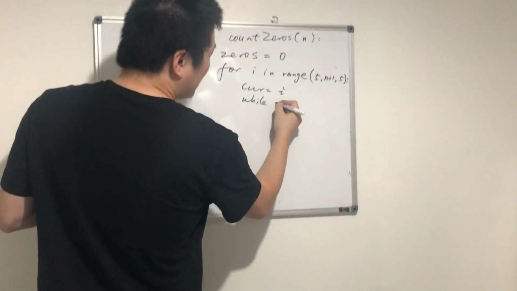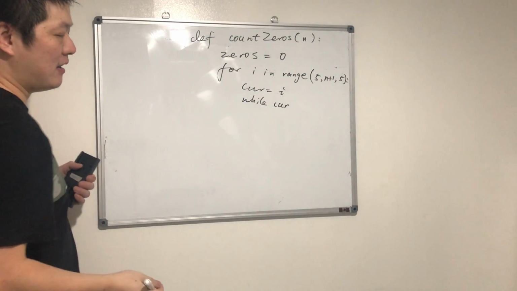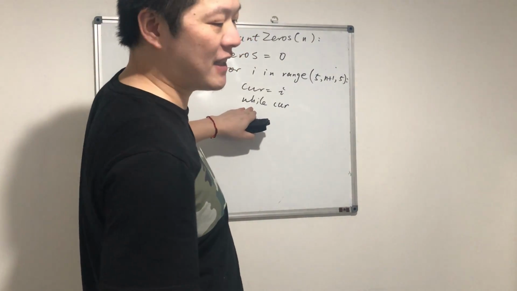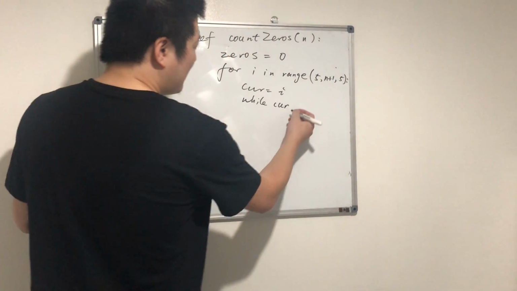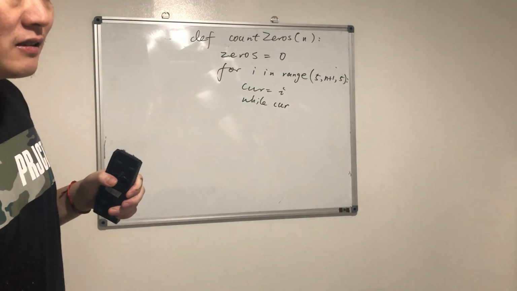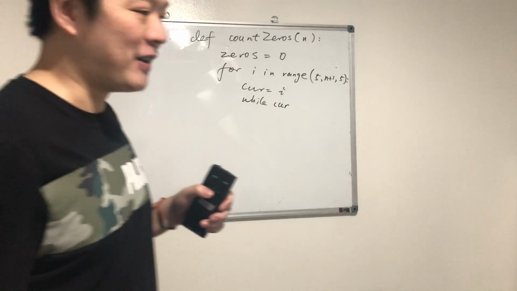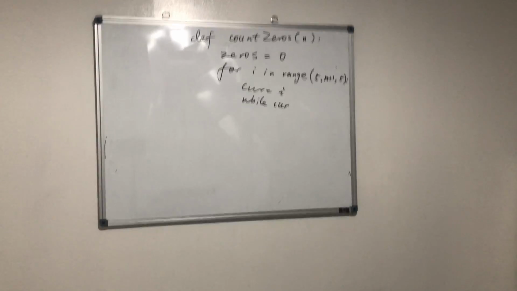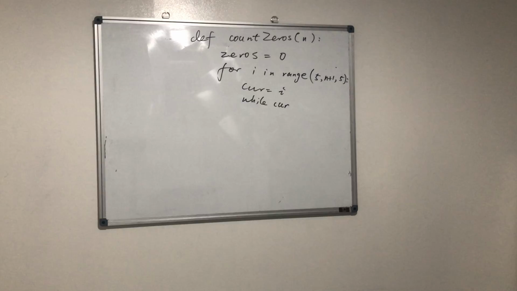Now we need to count how many 5s are in this number. We want to count how many 5s, not zeros, so how do we do this?